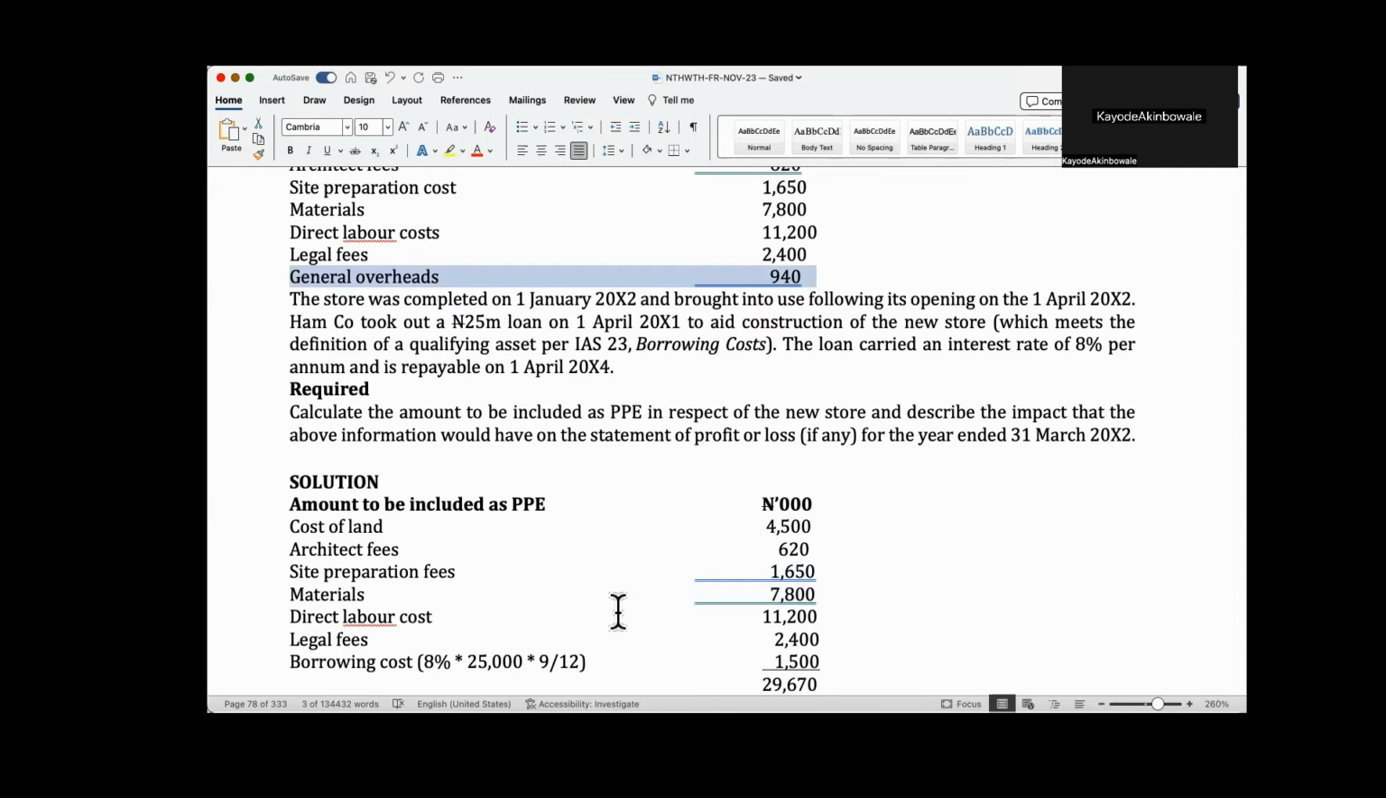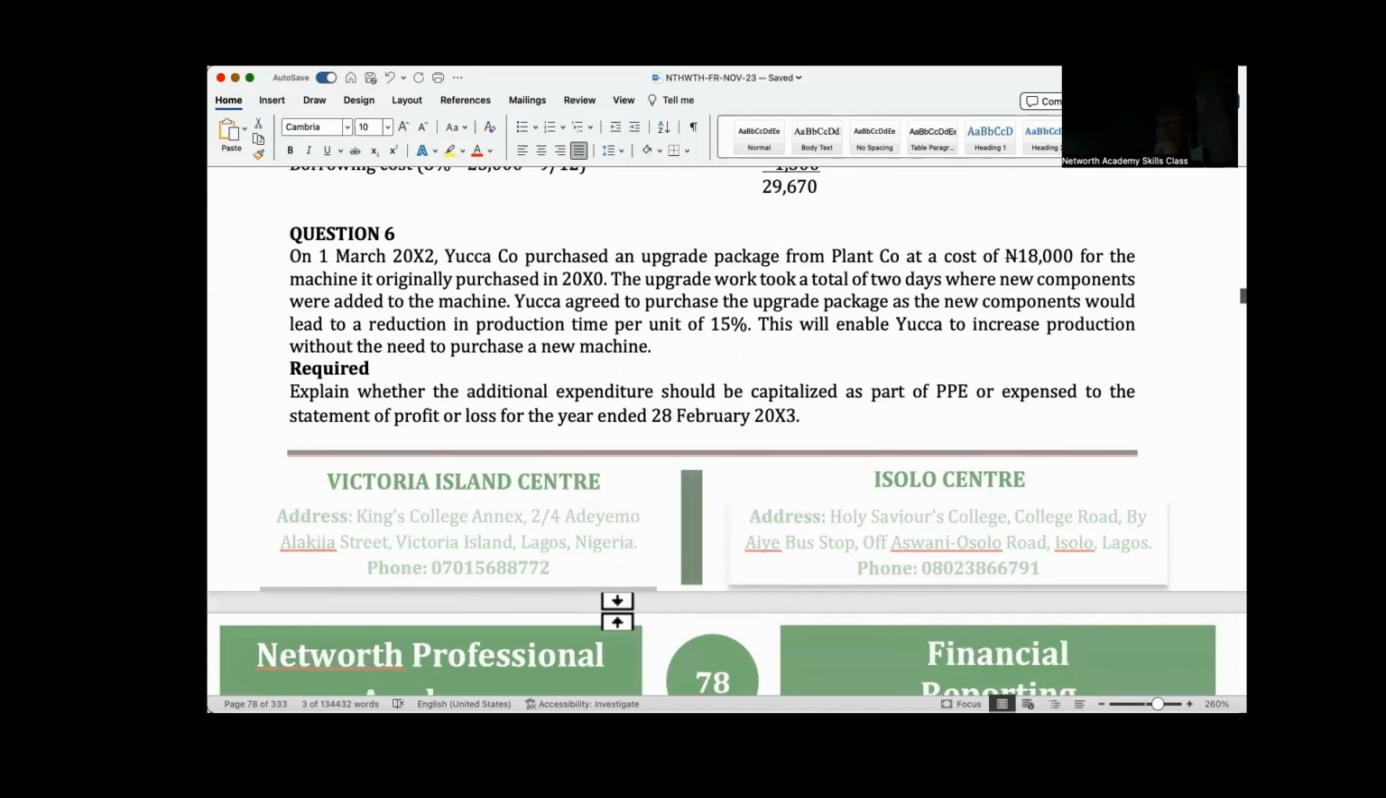Okay, question 6. This says that on 1st of March 2002, Yukaco purchased an upgrade package from Plantco at a cost of 18,000 for the machine it already purchased in 2000. The upgrade work took a total of 2 days, where new components were added to the machine. You can agree to purchase the upgrade package as the new component will lead to a reduction in production time per unit of 15%. This will enable UCA to increase production without the need to purchase a new machine.